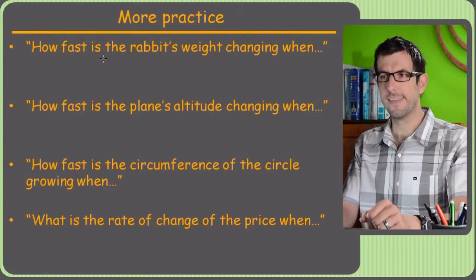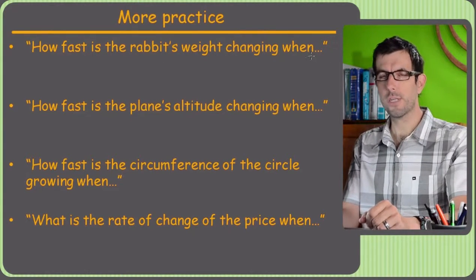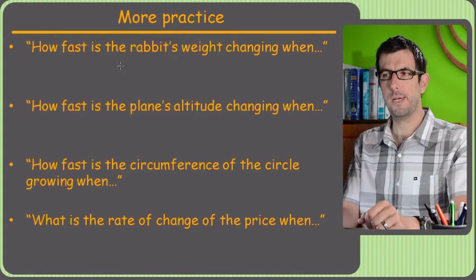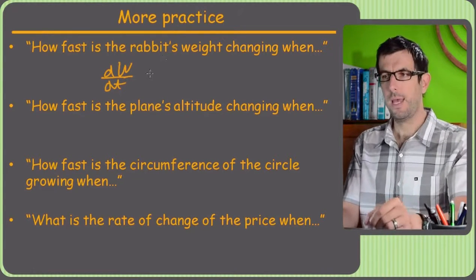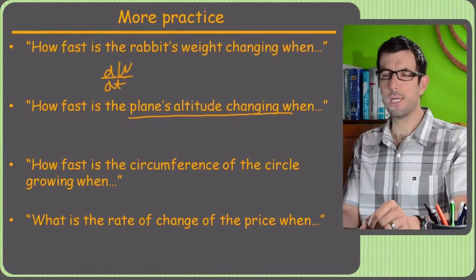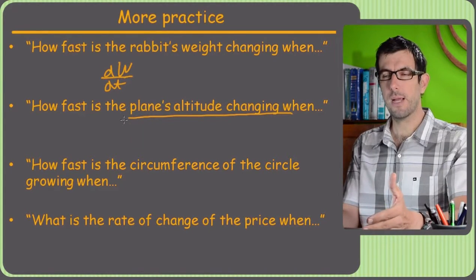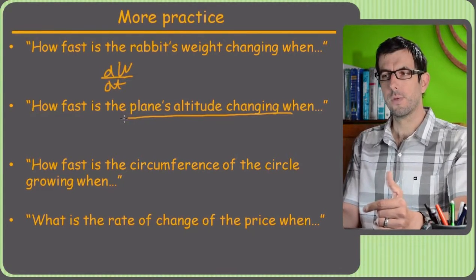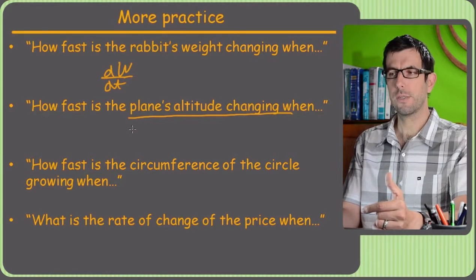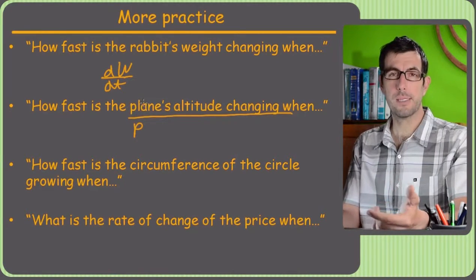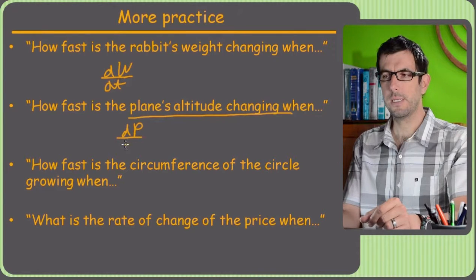Let's do some more. How fast is the rabbit's weight changing? Well, W seems like a good letter for weight, so let's just see how fast that's changing with respect to time. How fast is the plane's altitude changing? I don't know. We already used capital A for altitude. We could use A again, or we could just use P or something, like maybe P for plane's altitude. So that'd be dP dt.